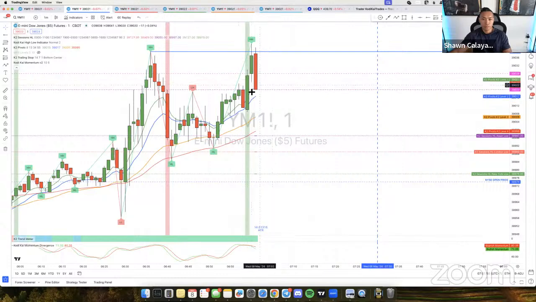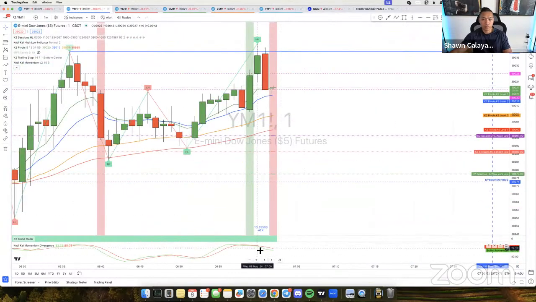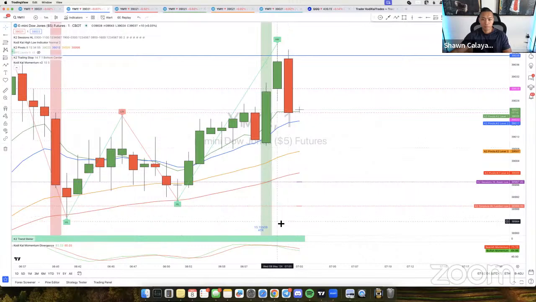So the thing that I noticed over here is that we had the buy signal and the divergence actually never even crossed up yet. Typically, when you get a buy signal, the divergence does cross up. I think it's because of the news candle over here.